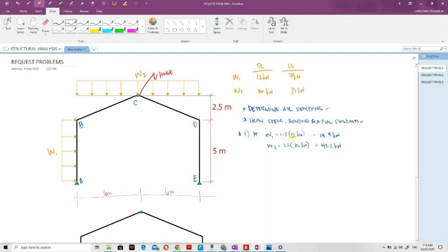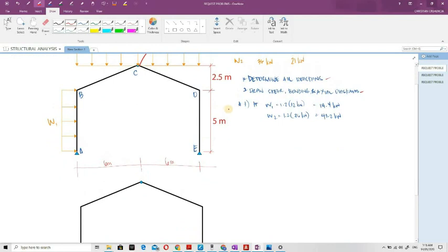The loads are 1.2 times the dead loads. W1 is 1.2 times 12, and 1.2 times 36. So we have 14.4 kilonewton and 43.2 kilonewton. Okay, so let's do the reactions first. What we will do first is to consider the whole structure.